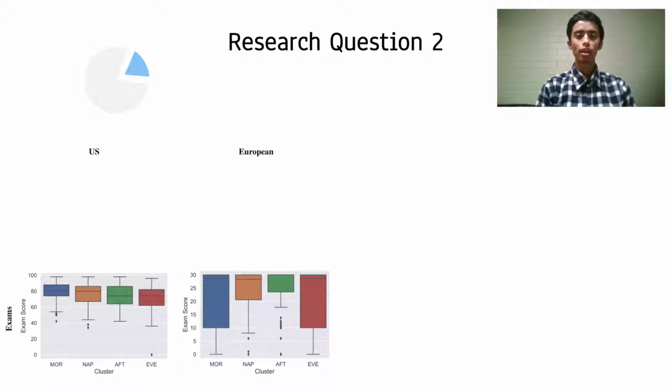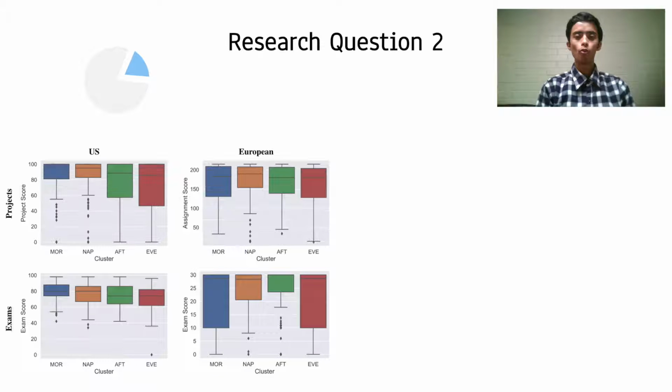We see a pronounced difference in median project score between the 4 chronotypes in the US context, but much less so in the European context. And indeed, there are strong significant differences in the US context and no statistically detectable differences in the European context. We see similar phenomena relating to exam scores for the US context: strongly significant differences exist, whereas the European context showed almost no difference, although the European context may have been influenced by the ceiling effect in this case. For both project and exam scores in the US context, morning and nap students perform better than afternoon and evening students.